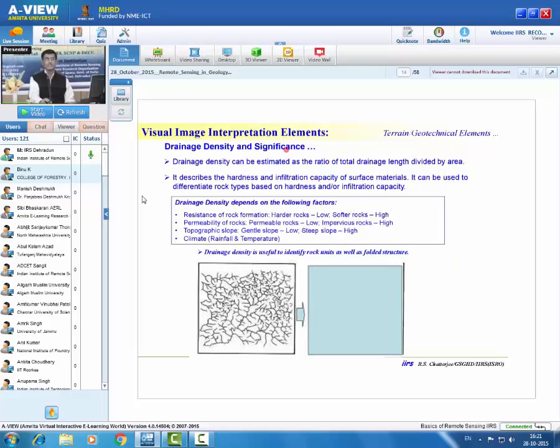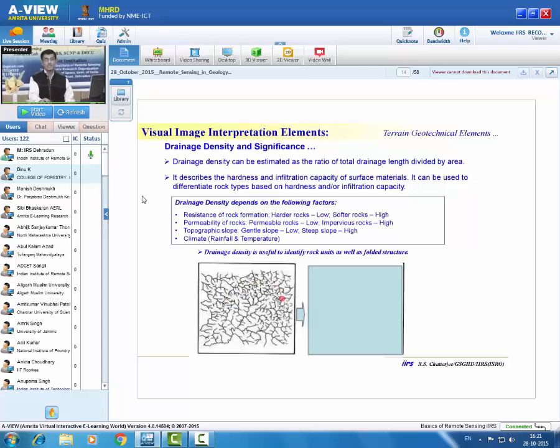Now, drainage density and its significance. Drainage density is very, very important, and it is controlled by some factors. What are those factors? First, the resistance of the rock formation. If harder rock, then drainage density will be low. If the rock is softer, then drainage density will be high. But what is drainage density? Drainage density is defined as the total length of drainage in a unit area. So it is the total length of the drainage divided by the area itself. So this is the drainage density.